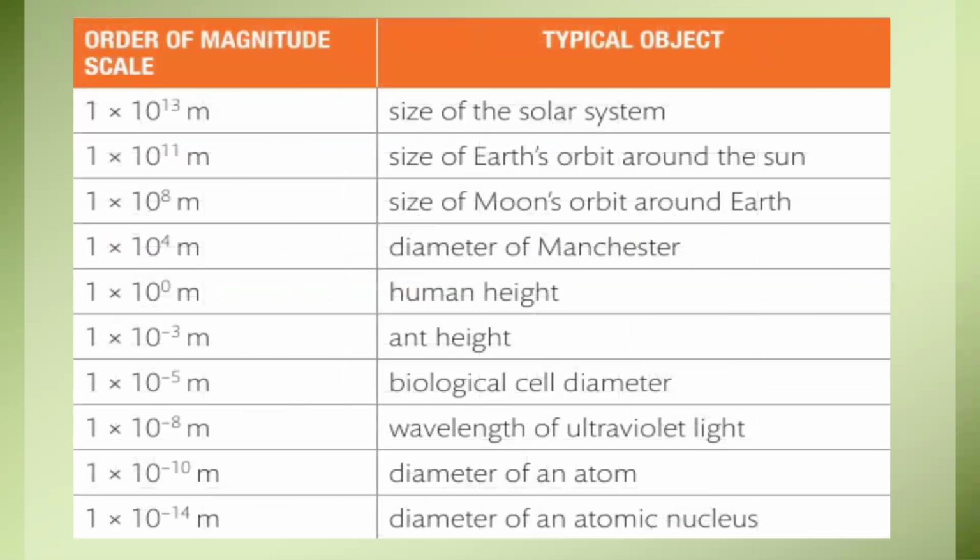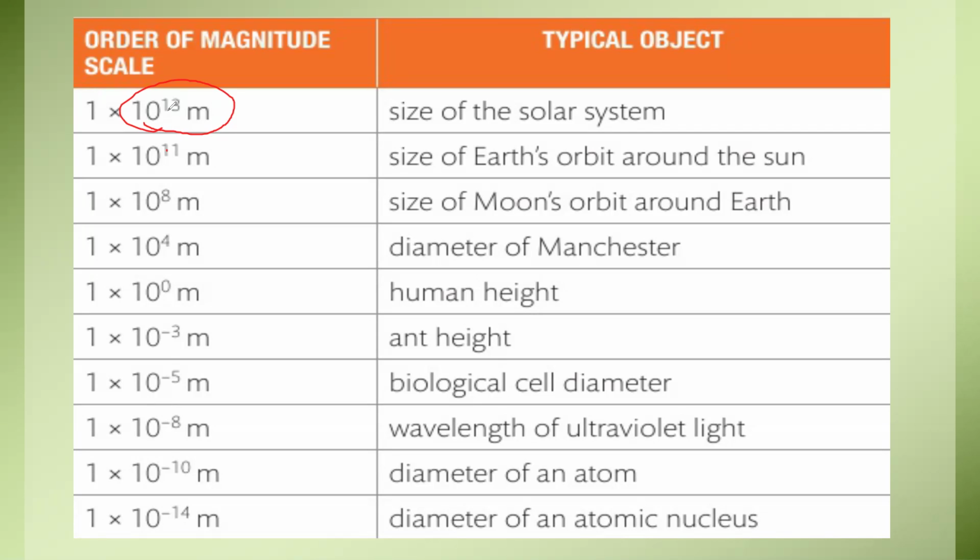Then there's another thing related to estimation. In some MCQs and questions, you have to estimate. So you have to understand the order. For example, the size of the solar system is in the order of 10 power 13. It does not mean the solar system is exactly 1 times 10 power 13 meters. It can vary, but the order is 10 power 13 meters.